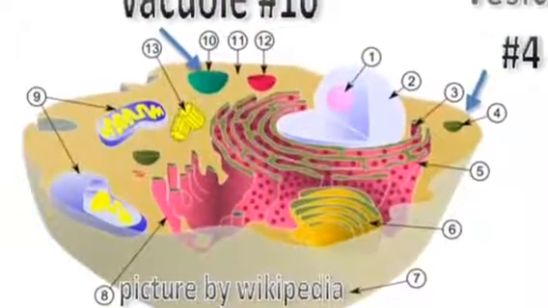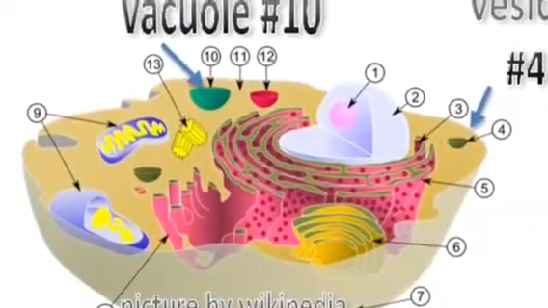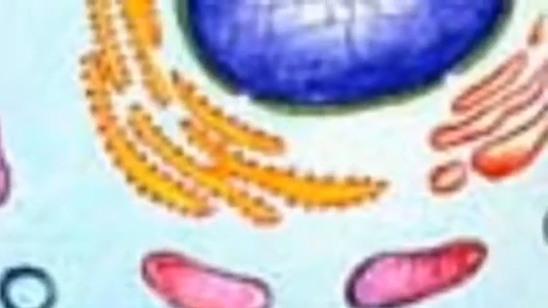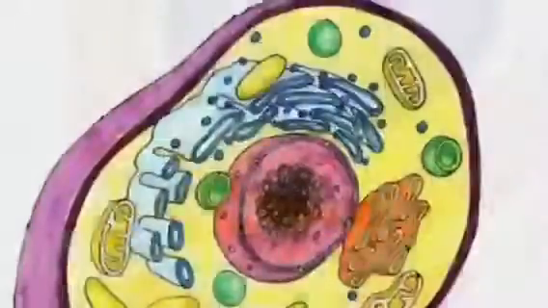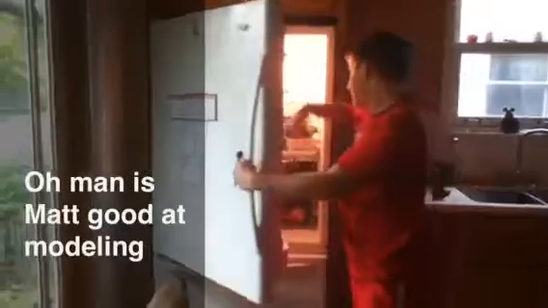First on the agenda is the vacuole. The vacuole is the part of the cell that stores food, water, and other materials. The vacuole can also store waste materials needed by the cell. Hey, that sounds like a refrigerator. They both can store food, water, and other materials. The refrigerators also have the ability to store waste products like mold and cheese. Now enjoy the rest of this clip that I modeled.